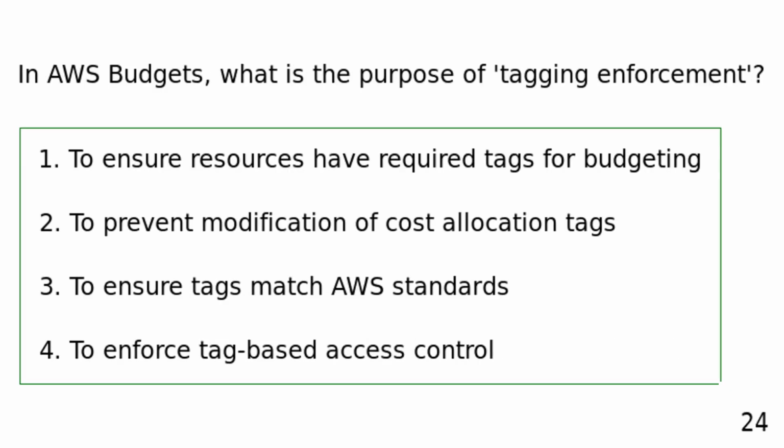In AWS Budgets, what is the purpose of tagging enforcement? To ensure resources have required tags for budgeting. To prevent modification of cost allocation tags. To ensure tags match AWS standards. To enforce tag-based access control.